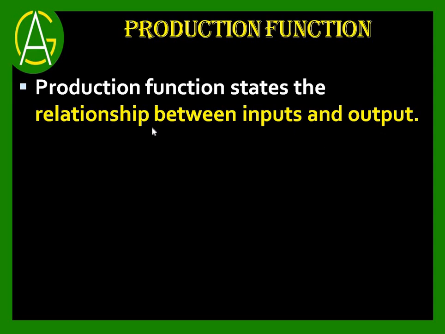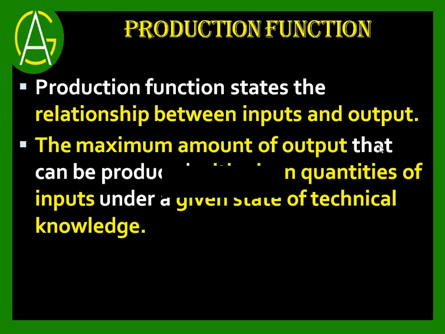Now what do we mean by relationship of input and output? It means that with the limited amount of input, how much amount of output can be generated. Here we just have to understand that we have a limited amount of input, and with this limited amount of input we have to produce maximum amount of output. So the relationship between limited input and maximum output is known as a production function.